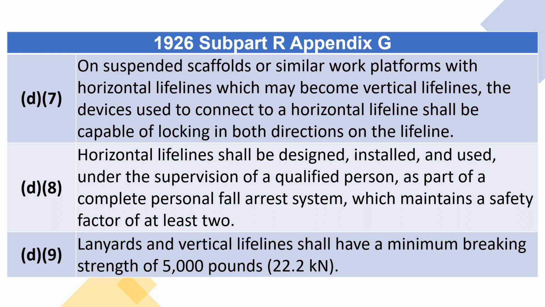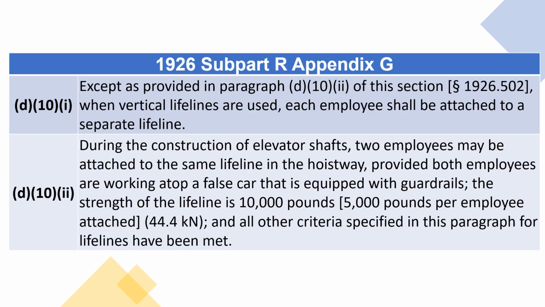D9. Lanyards and vertical lifelines shall have a minimum breaking strength of 5,000 pounds (22.2 kN). D10(1). Except as provided in paragraph D10(2) of this section, section 1926.502, when vertical lifelines are used, each employee shall be attached to a separate lifeline.